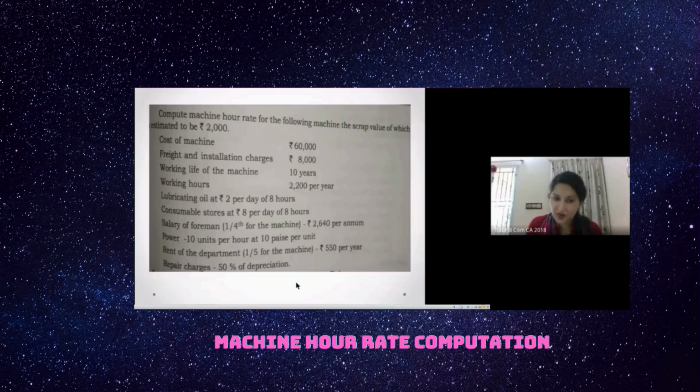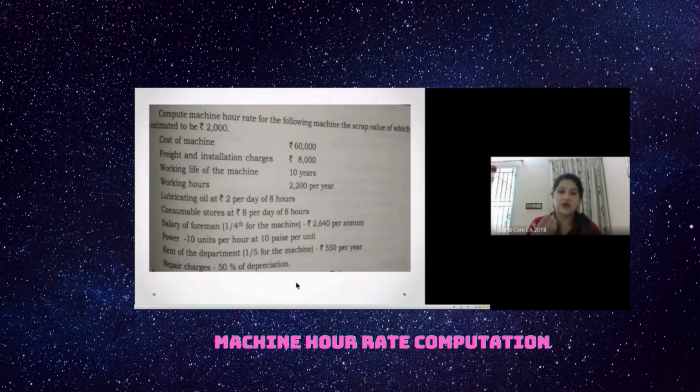Then salary of foreman, they said it is 1/4 for this particular machine. Total expenses 2,640, but for this particular machine which we are computing, that is incurred as 1/4 of that. It may be used for another purpose also. The foreman may be for department A, department B, department C. He should be common. So for this particular machine, it is 1/4. So we will have to compute it from that figure.